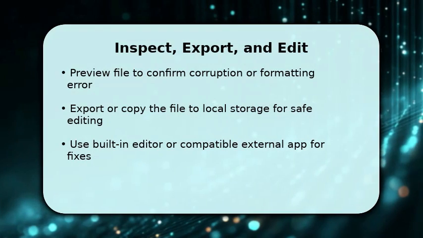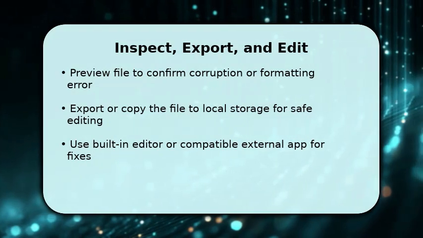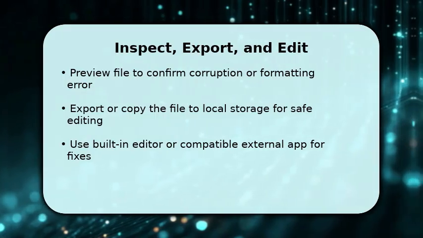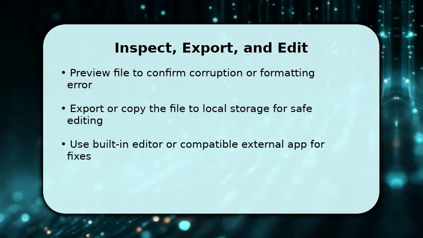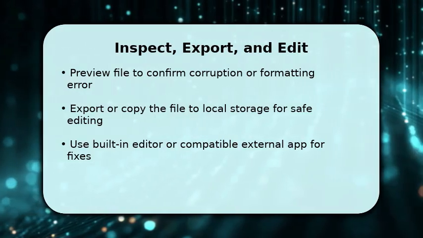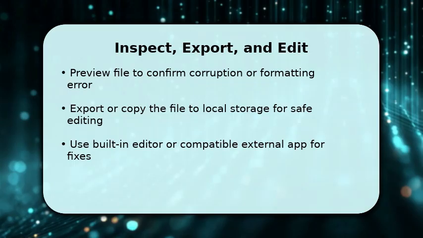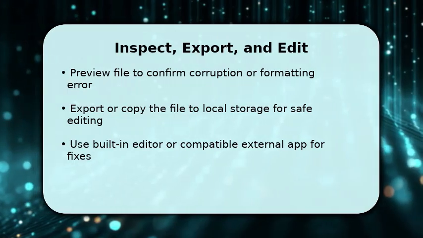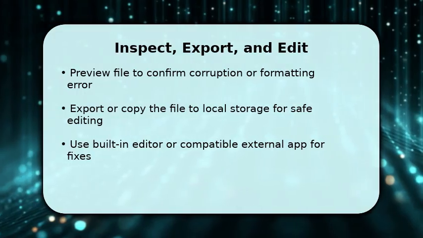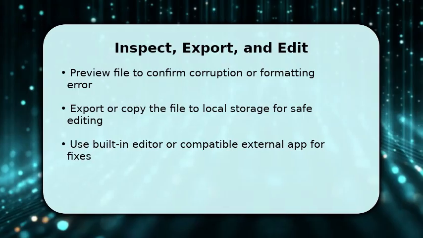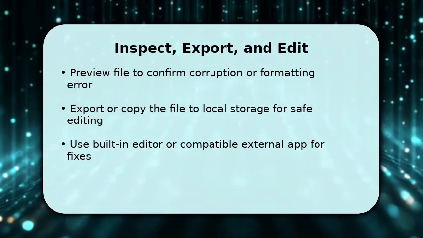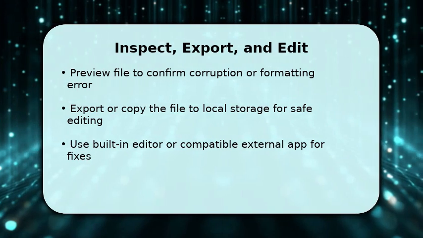You now inspect files more deeply. Preview them inside CX to confirm corruption or wrong format. Once confirmed, export or copy the file to local storage so you edit safely outside the VR environment. Then open the copy with the built-in editor or a compatible external app. Make targeted fixes like correcting headers, encoding, or missing fields. While editing, save iterative versions. If you changed file types, update extensions and metadata so CX recognizes the fixed version afterward.